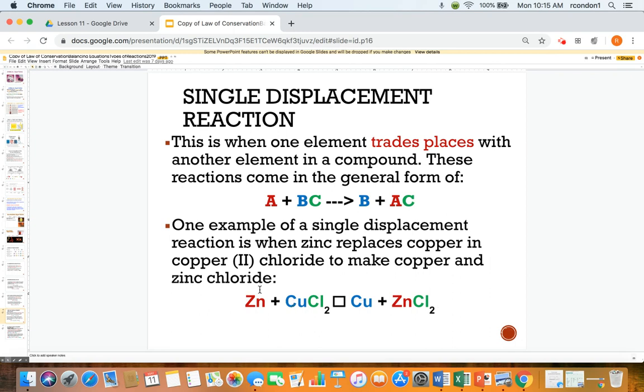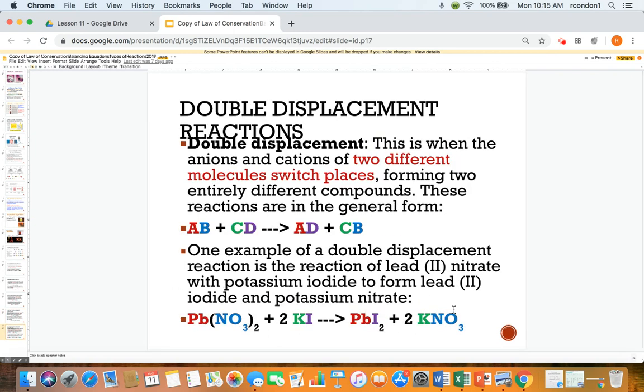So see how one is switching out with the other? Boom. And then double displacement means that we are going to have 2 compounds, and then 1 compound from each will switch places. So we have lead, let's see, that would be lead 1 nitrate, I think. No, lead 2 nitrate. And then we have potassium iodide, and then we're seeing that the iodine is joining with lead right here, and then the potassium will join with the nitrate right here, and then we'd have the coefficients balancing out.